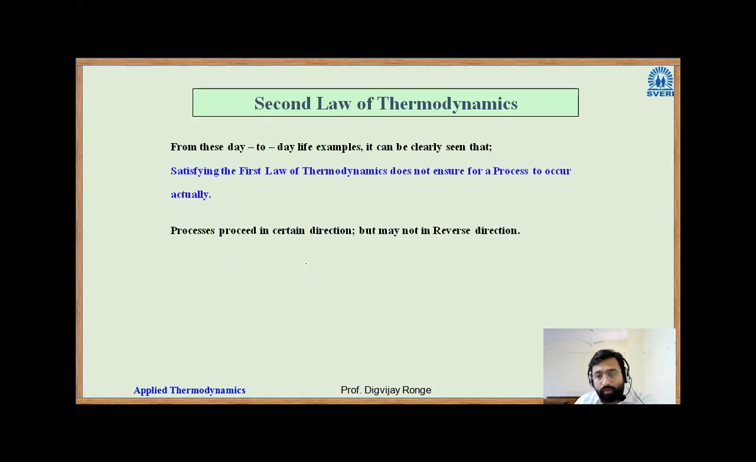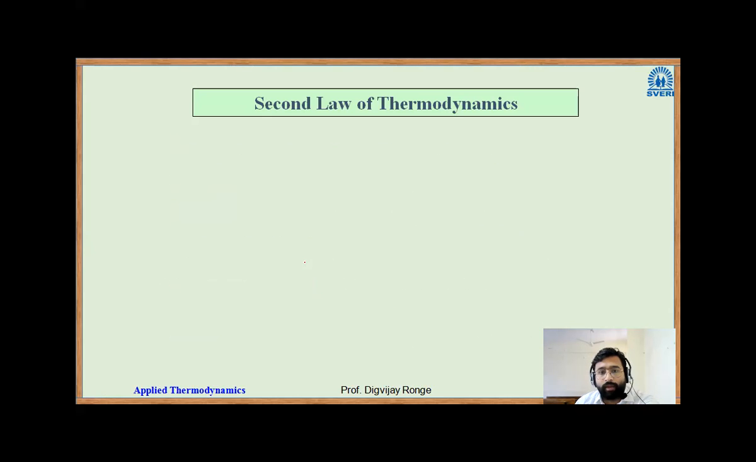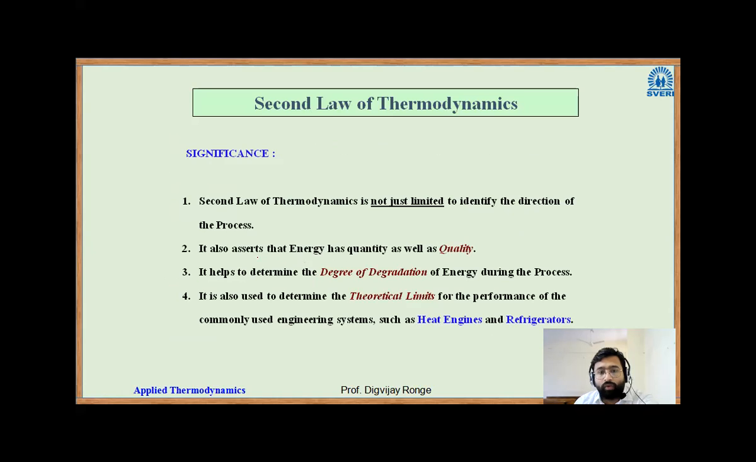So those were the limitations of the first law. It is a directionless law. It does not give you the quality, it is concerned only with the quantity. It does not give you the quality of the work that can be produced. For that purpose, we have the second law of thermodynamics. Okay. So it says energy has quantity as well as quality. Okay. It is also concerned with the degree of degradation of energy.